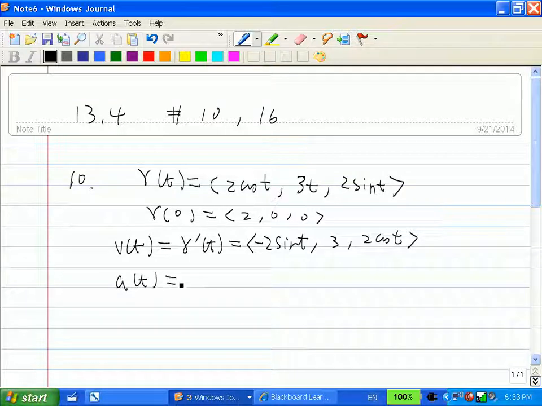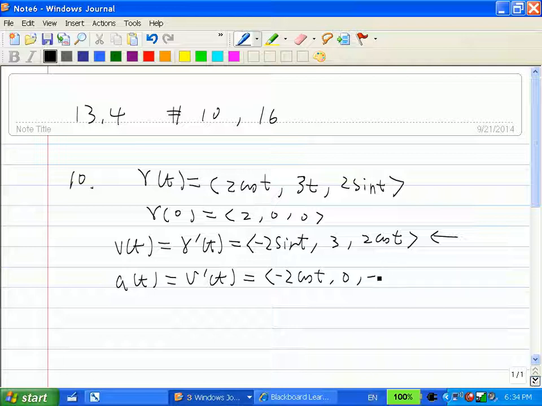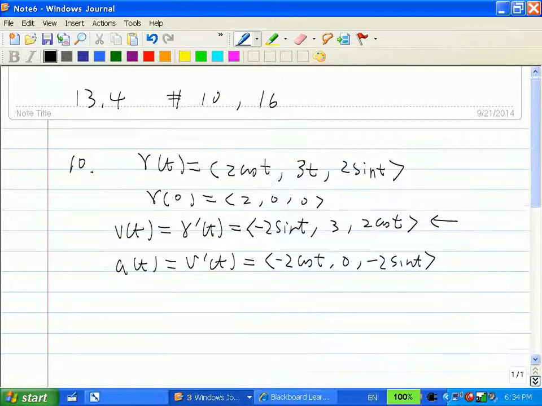Acceleration is the derivative of velocity. Therefore, you take the derivative of this vector function, so you take the derivative of each component. The first one gives you negative 2 cosine t, the second gives you 0, and the third gives you negative 2 sine t. So we found the velocity and acceleration.